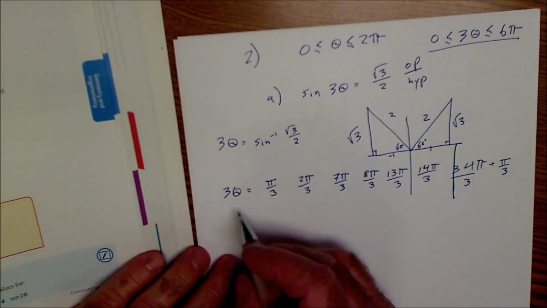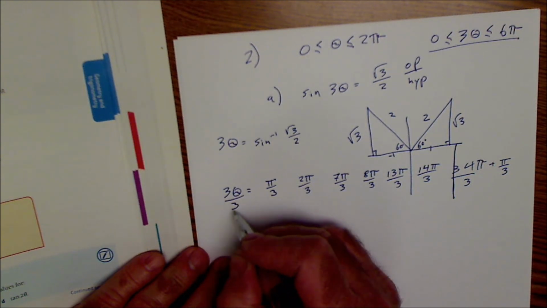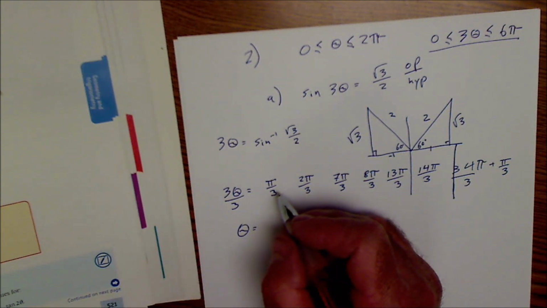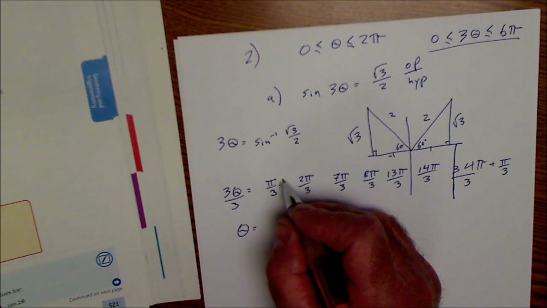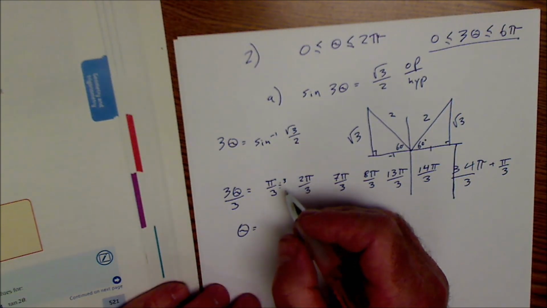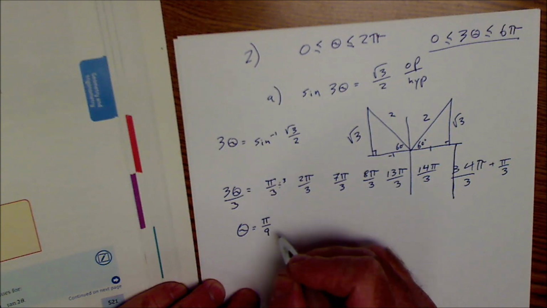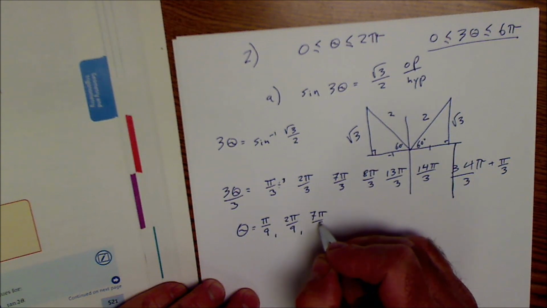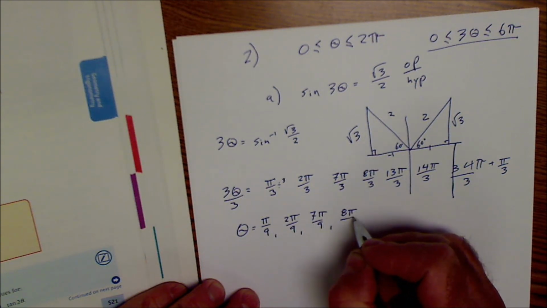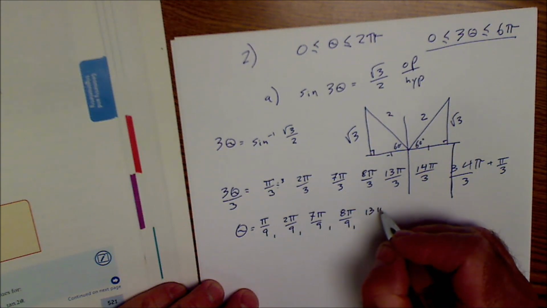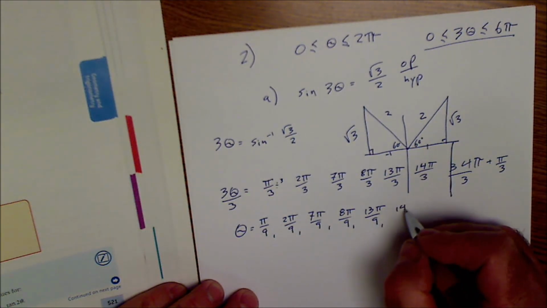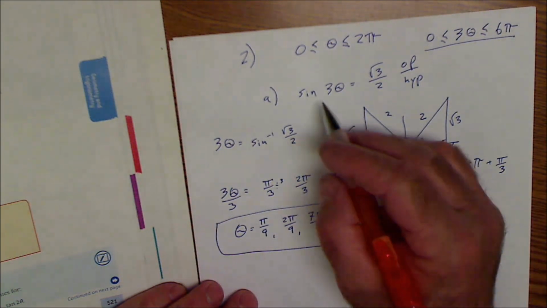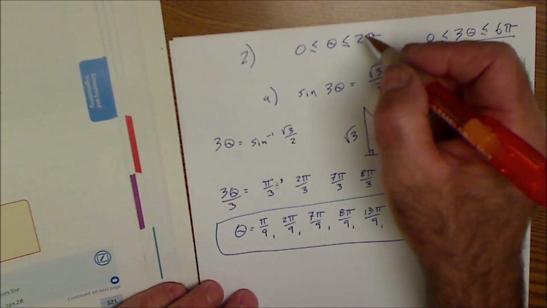And then theta, if I divide both sides by 3 to get theta by itself, I'm going to divide this by 3, divide this by 3, which is multiplying by the reciprocal. It'll give me pi over 9, 2 pi over 9, 7 pi over 9, 8 pi over 9, 13 pi over 9, 14 pi over 9, and those would be my 6 solutions for sine of 3 theta equals root 3 over 2 within this domain.